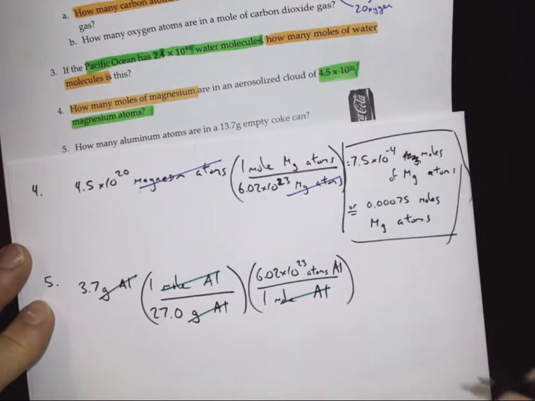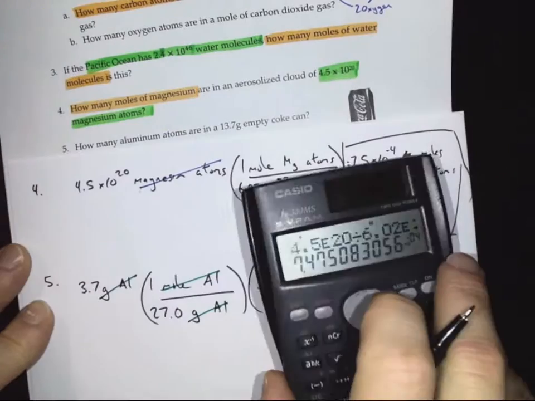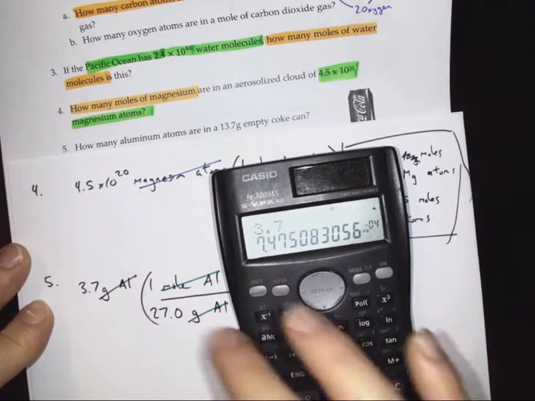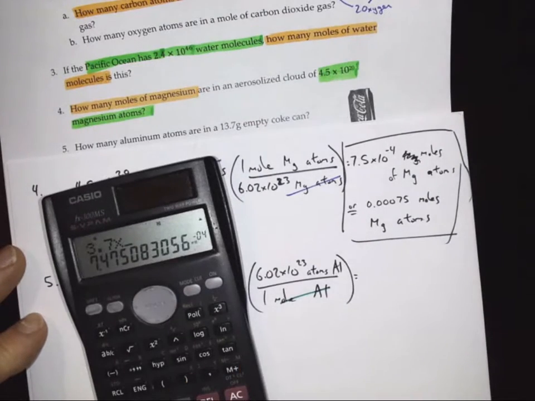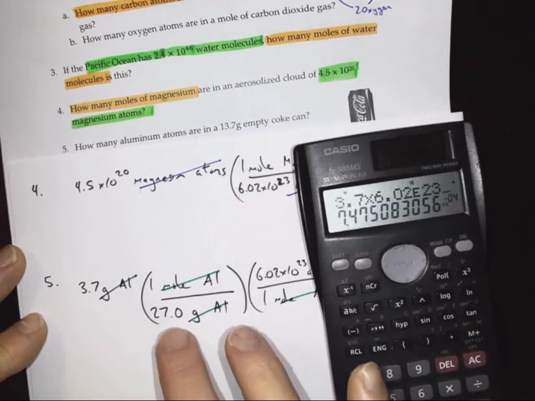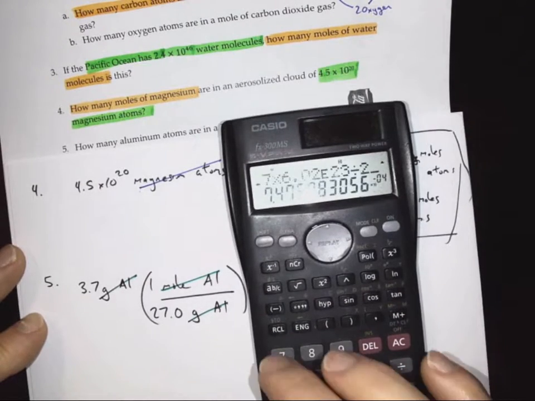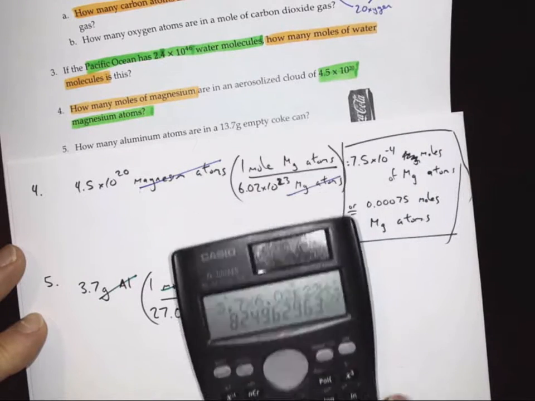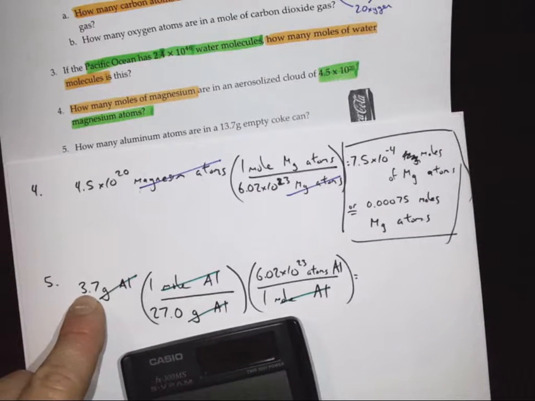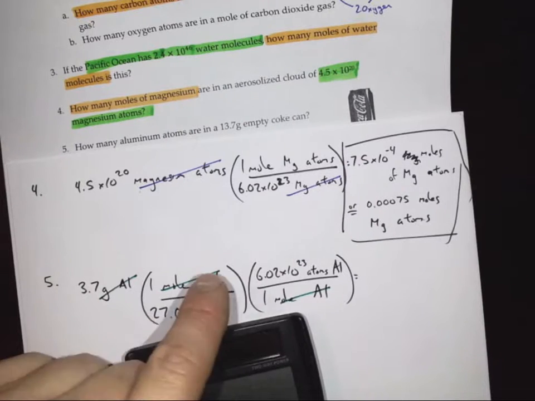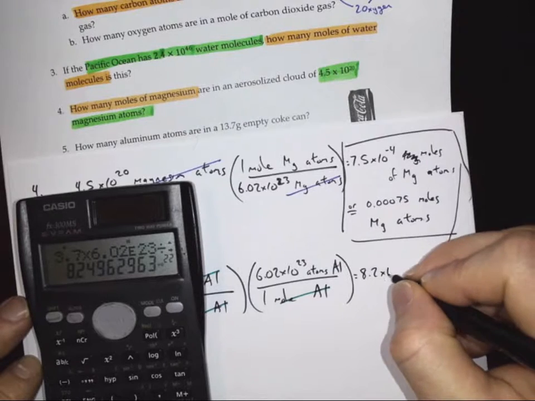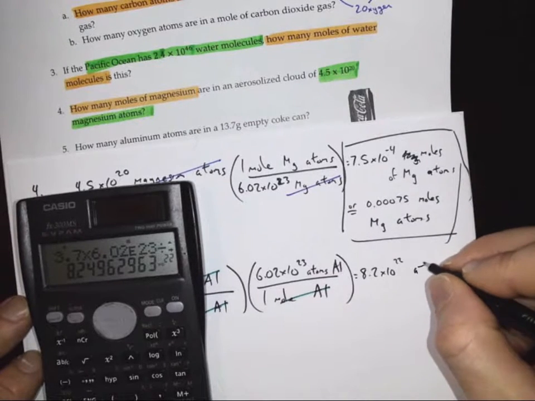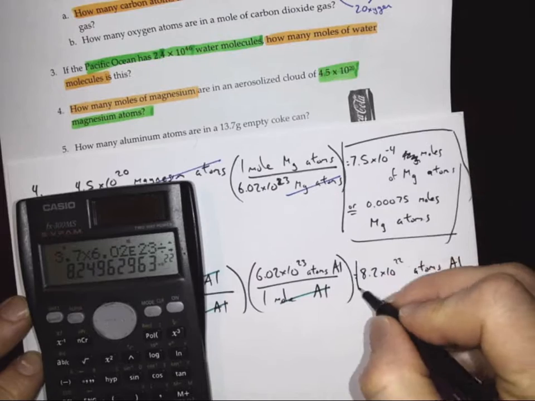So we just grab our calculator. We've got 3.7 times 1, which I don't need to write, times Avogadro's number, 6.02 times 10 to the 23, and I'm going to divide by my 27 here. Overall, I should round to 2 sig figs because of this 3.7. So it's going to become 8.2 times 10 to the 22 atoms of aluminum.